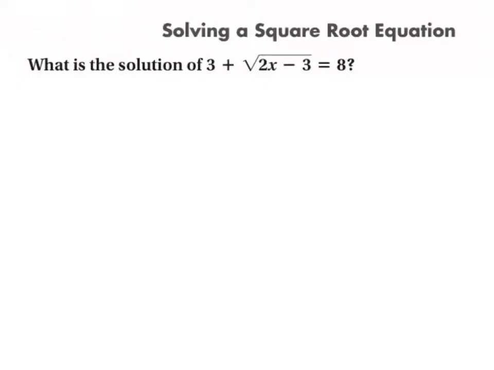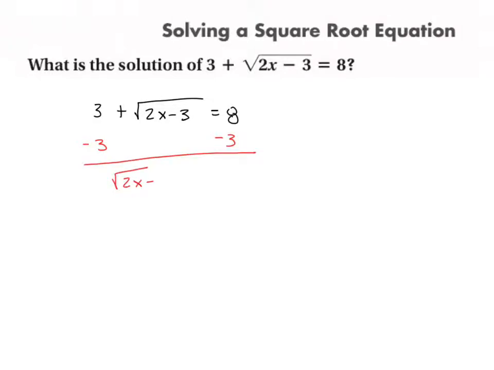So here it wants to know what is the solution to 3 plus the square root of 2x minus 3 equals 8. So we'll just go ahead and rewrite this real fast so we can start solving this. The first step we want to do is move this 3, because eventually we're going to have to get rid of that radical. So we'll subtract 3. We've got the square root of 2x minus 3 equals 5.